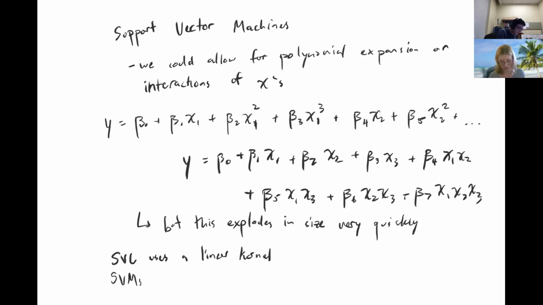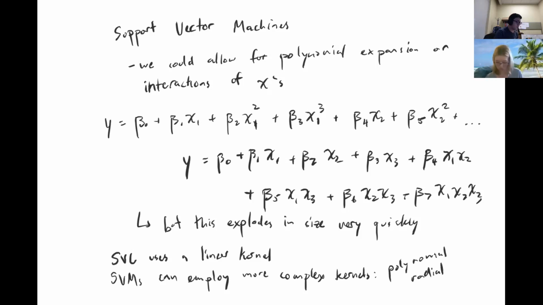SVMs can employ more complex kernels. So this can be polynomial or radial, those are two examples. And when you do polynomial, they don't go into very high orders, which is why you're able to keep some feasibility here.